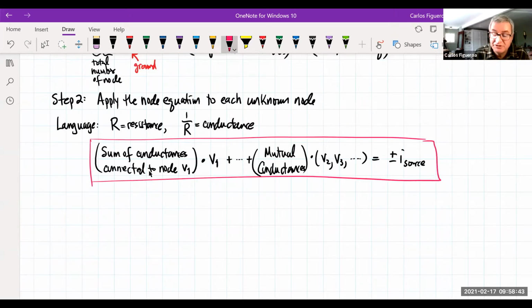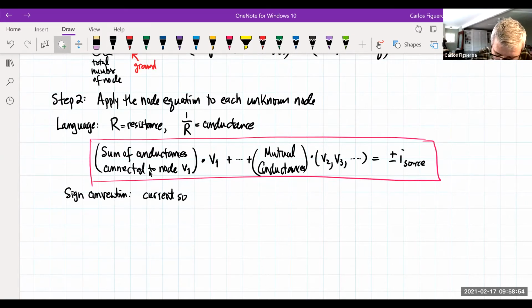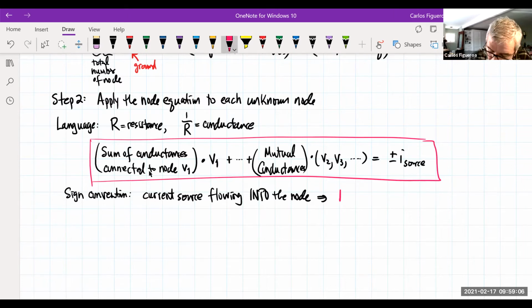So there's some sign convention here. So the sign convention is this here. If you have a current source flowing into the node, then you write plus I source. So on the right-hand side, you're going to put the plus sign. If you have a current source flowing out of the node, then on the right side, you write minus I source.